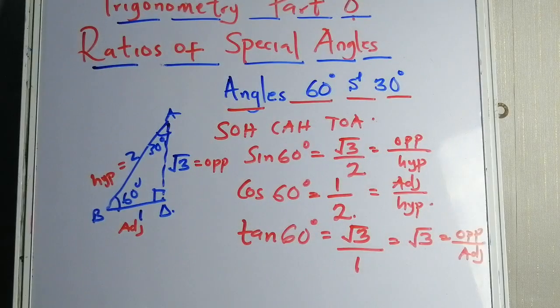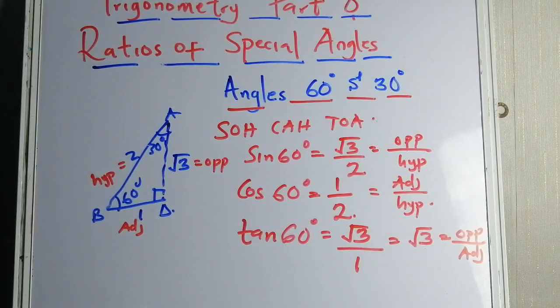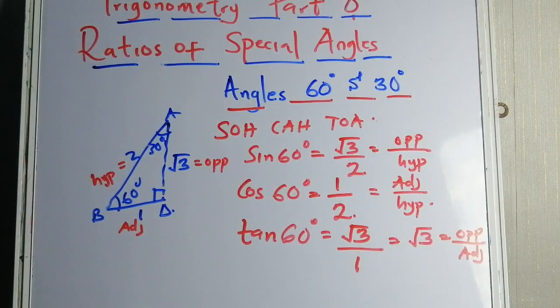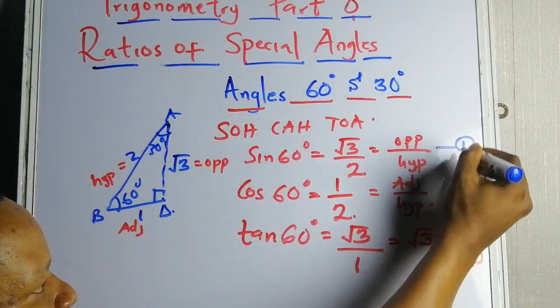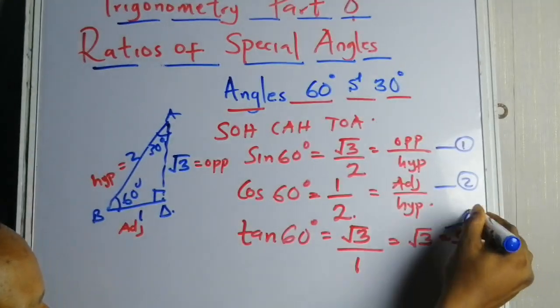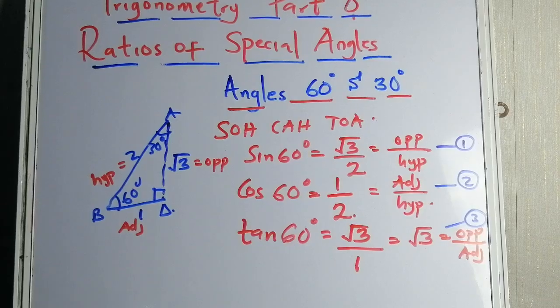So it means sine 60 equals root 3 over 2, cos 60 equals half, and tan 60 equals root 3. I can say this one is equation 1, this is 2, and this is 3. It's as simple as that. So you can see that it's very, very simple.